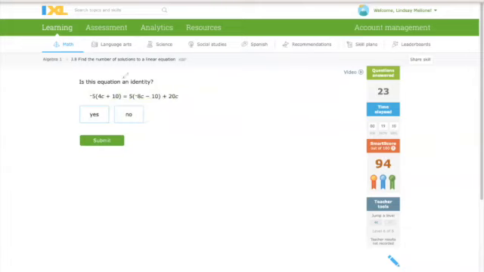Is this an identity? Again, what I'm going to do is just simplify both sides. On the left-hand side, -5 times 4 is -20, and the c. -5 times 10 is -50. On the right-hand side, 5 times -8 is -40 with a c. 5 times -10 is -50. And then we still have that plus 20c at the end.